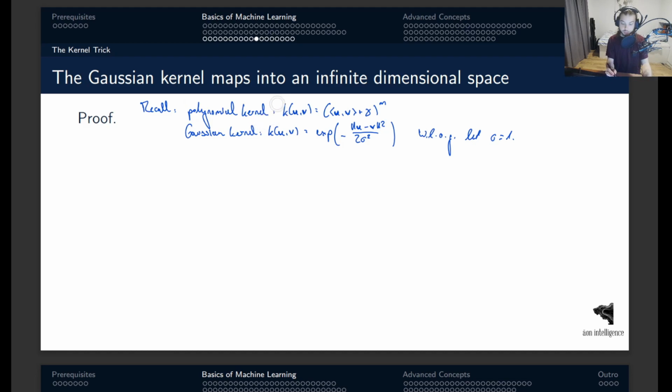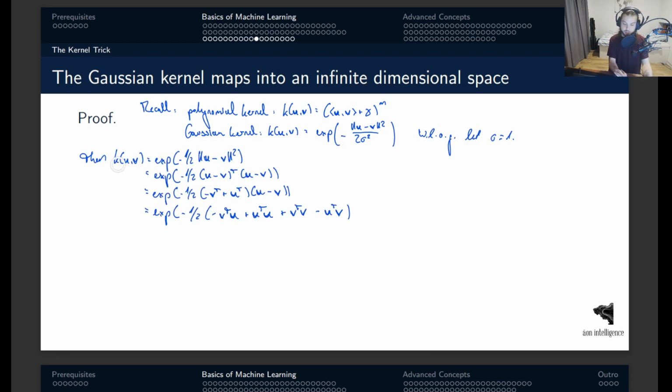You will see in a minute why that is. So let's recall the definition of the polynomial kernel. It's k of u and v equals the inner product of u and v plus some constant gamma, to the power of m. And also recall the Gaussian kernel, where k of u and v is equal to the exponential of some negative quantity, and this quantity is the squared norm of the difference between these 2 vectors divided by 2 sigma squared. And for this proof, without loss of generality, we will assume that sigma is equal to 1.